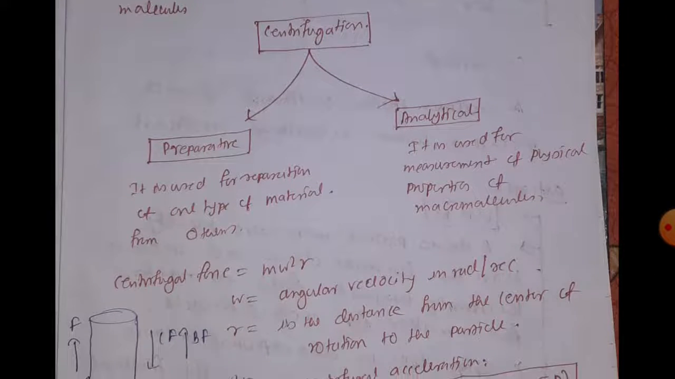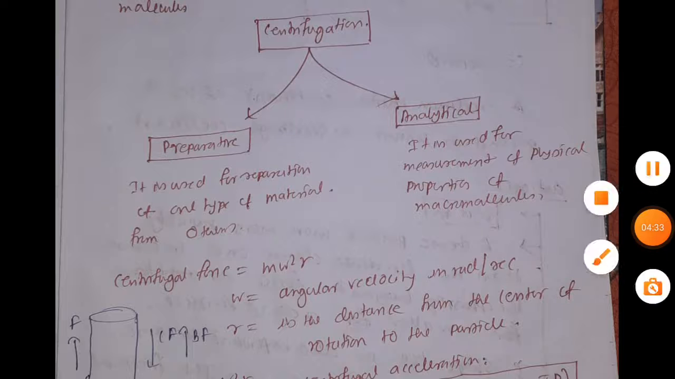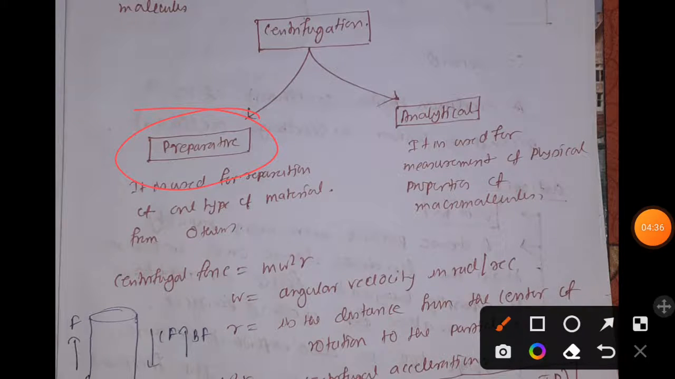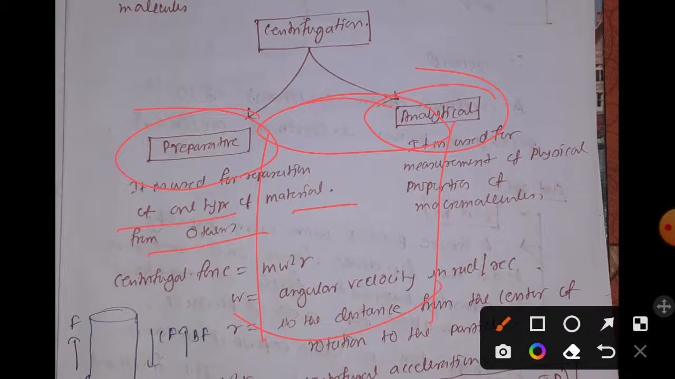Okay, so centrifugation can be divided into two common parts. One is preparative centrifugation, another one is analytical centrifugation. Preparative centrifugation means it is used for separation of one type of material from a complex mixture. Suppose you have A to E as a mixture, then you want to isolate A from that A, B, C, D, E containing mixture. So this kind of centrifugation will be known as preparative centrifugation.